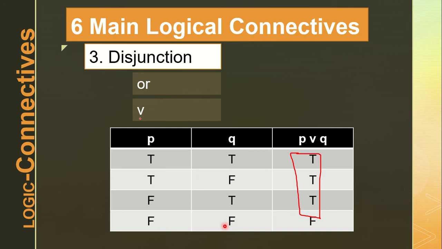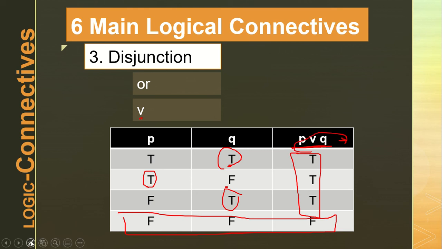a compound statement with disjunction can be true whenever there is at least one true among the atomic statements. However, when all of them are false, then that compound statement is false. So the difference is that for conjunction, whenever there is at least one false value or one false simple statement, then the whole compound statement will become false. For disjunction, when there is at least one true, then that whole compound statement will be true. That is disjunction.